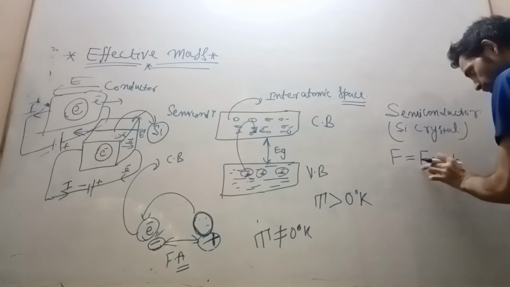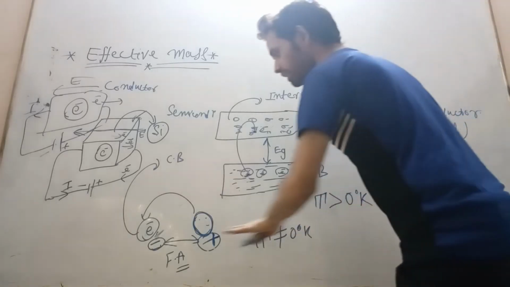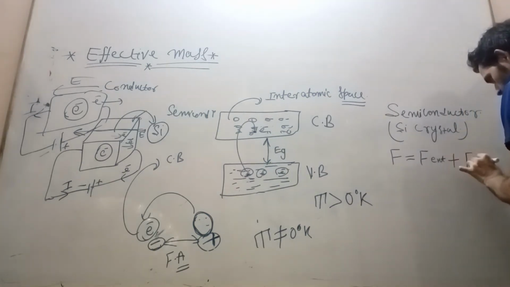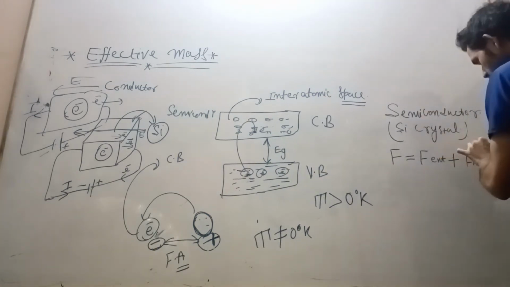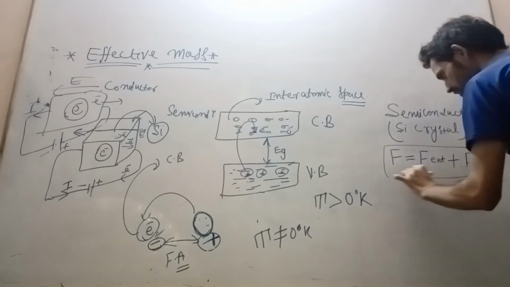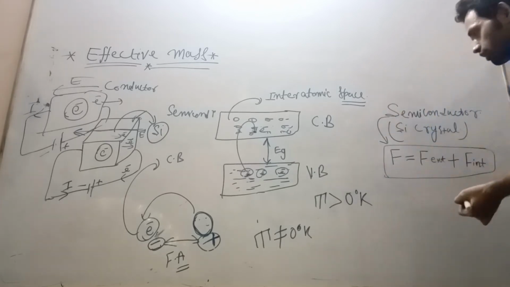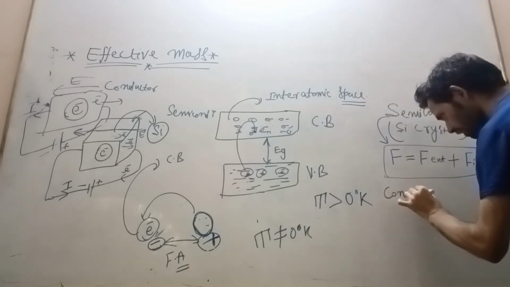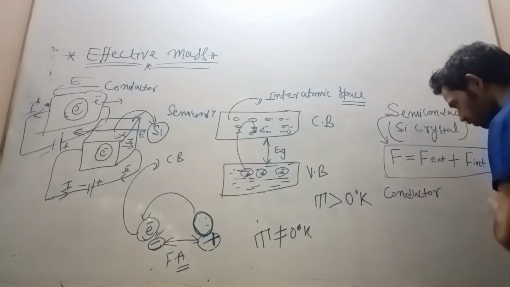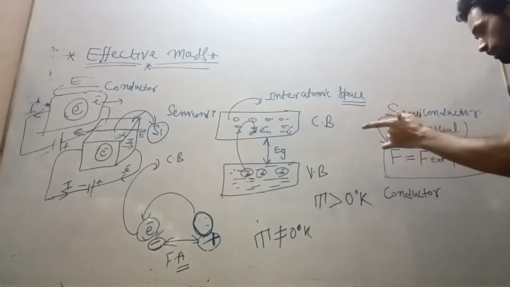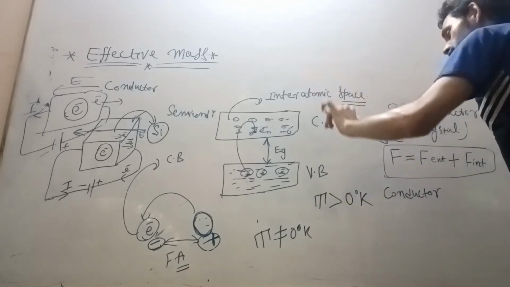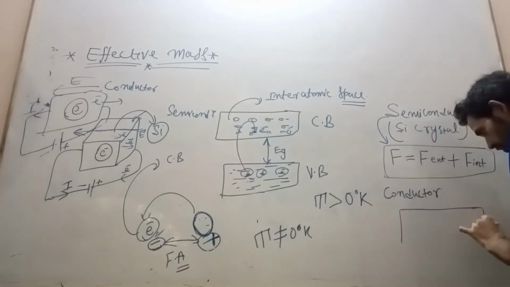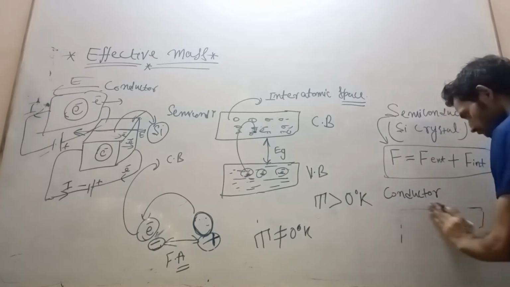Plus with this external force, there exists an internal force, that is my electrostatic force. This is my internal force, and it is present in the semiconductor. Same, if I say it for a conductor: this is my conductor. A conductor means the electron is in free space. So see here, the electron is in free space.